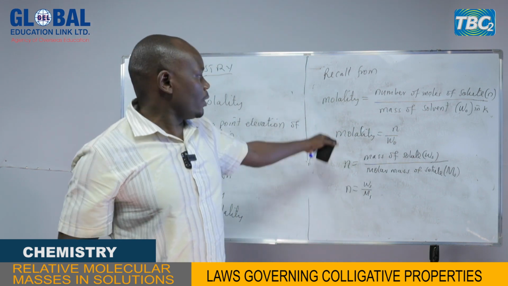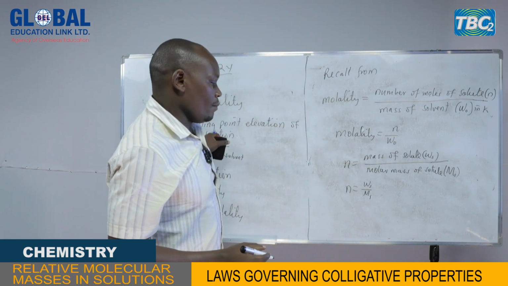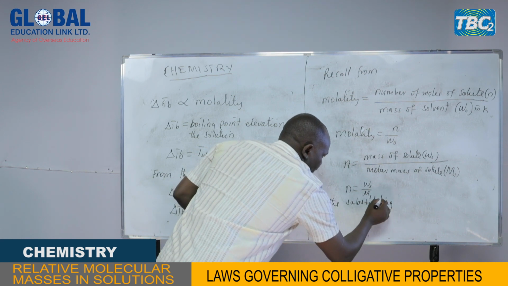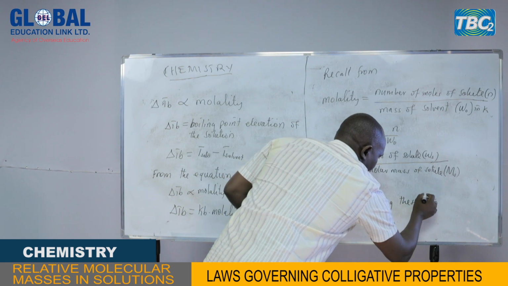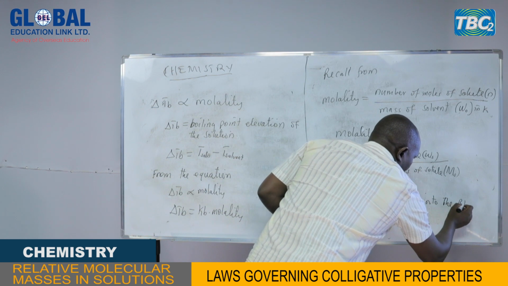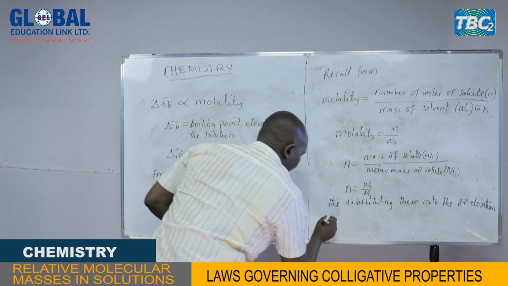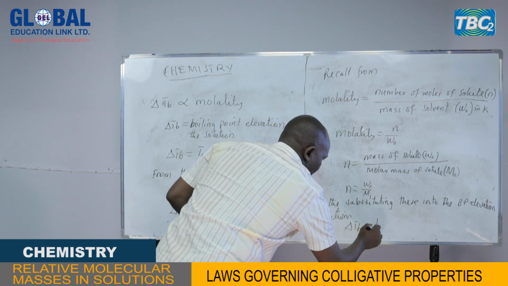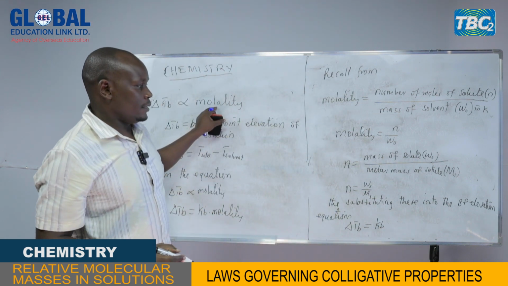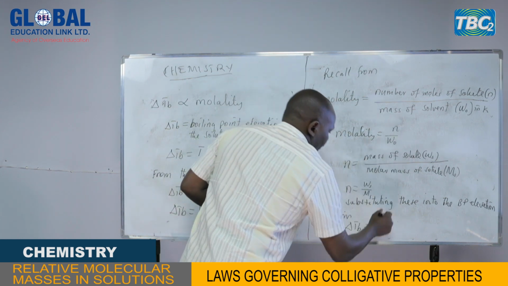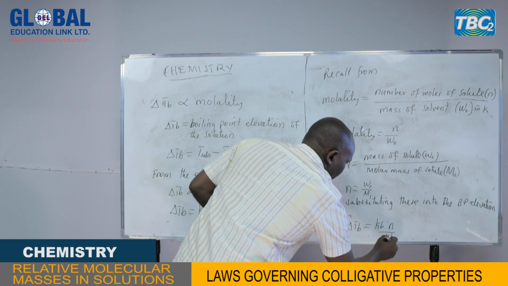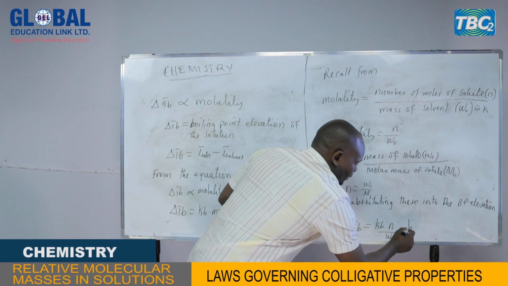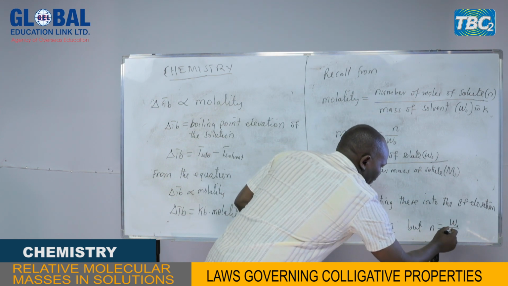Now, if we substitute this value into our equation of change in TB, or of molar boiling point elevation, so substituting these into the boiling point elevation equation, change in TB will be equal to Kb times molarity, but now molarity will be equal to n over W naught, which is the mass of solvent, but that mass of solvent is in kilogram. Now, but n is equal to Ws over Ms.